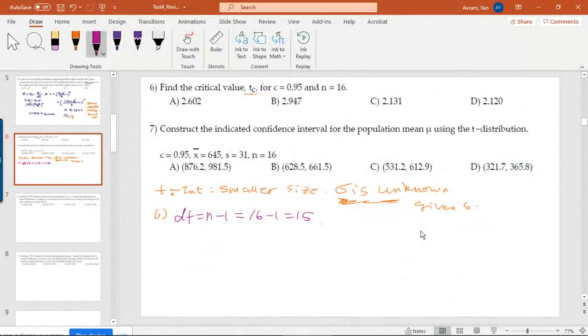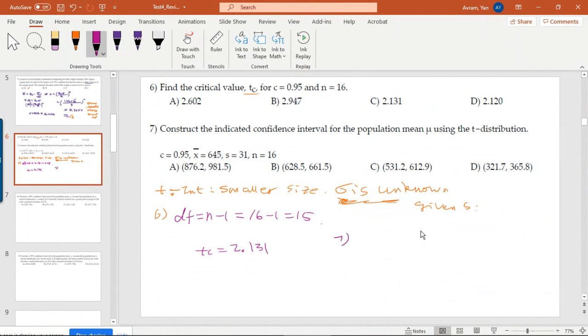This table is not bad to read; you just have to be careful. So t sub c here is 2.131. That is this one right here.